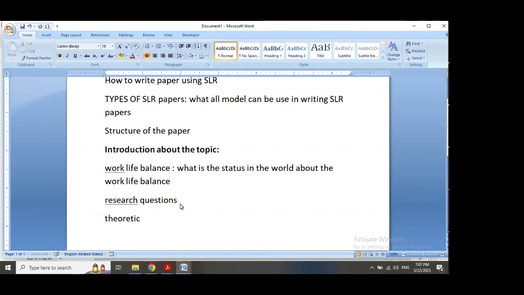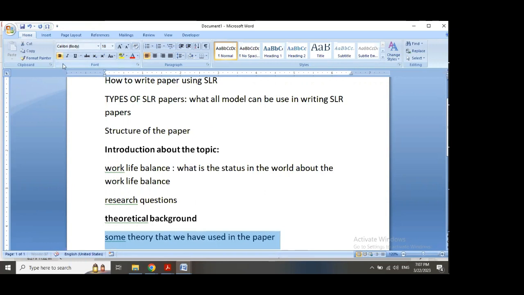Next comes the theoretical background. We don't write much of the review of literature into this, right? But only some theory, if we have used some theory in the paper. This is the most important thing, right? Please do mention the theoretical background. This is also a very, very important part, right?